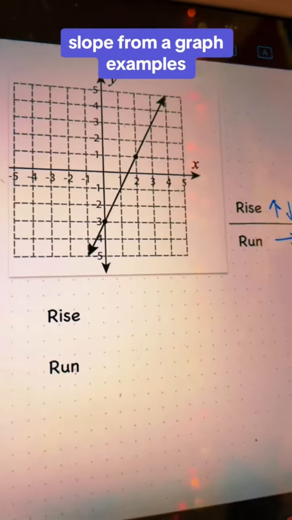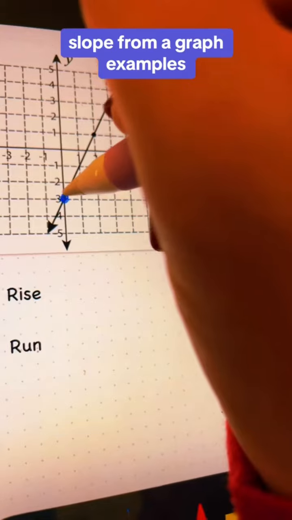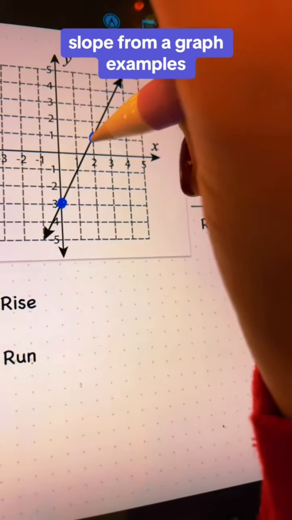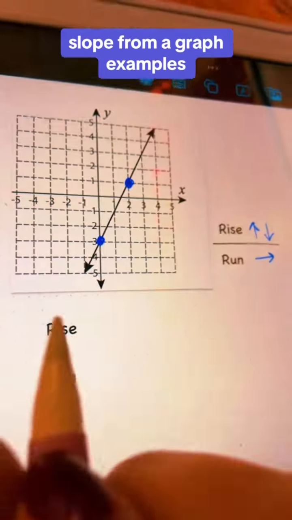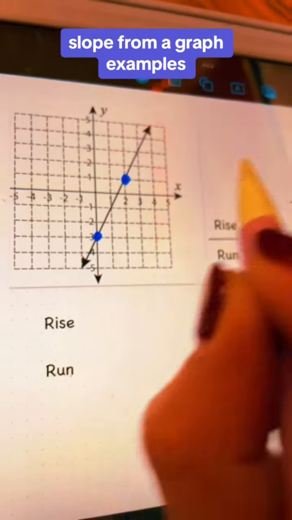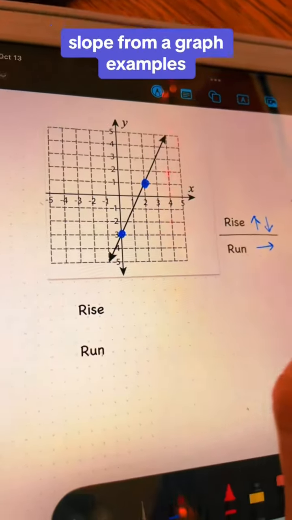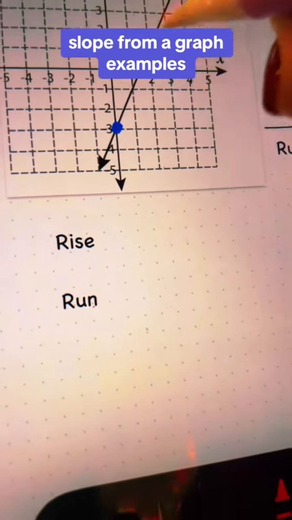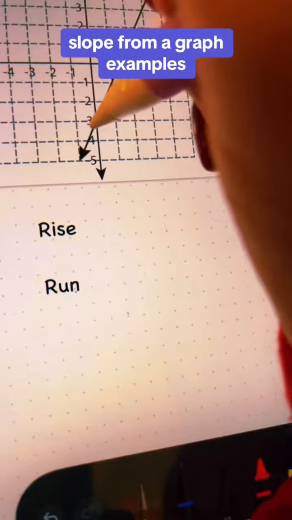So let's try finding rise and run to find our slope on this graph. So they gave us 2 points. Right here, I've got a point there at (0, -3), and a point there at (2, 1). I always want to start on the left and move towards the right. So just like we read anything else, start on the left, move towards the right. So right here, if I start at this point on the left and I want to get over here, I have to go upwards to get there.